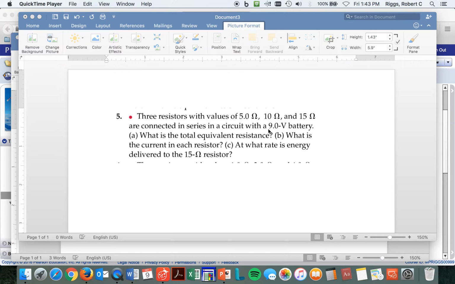This would be a nice little test question to answer all three of these. At what rate is the energy? Oh, I love that. At what rate is the energy? So here we go. Let's just take a look at this. So I've got 5, 10, and 15, and they're in series.